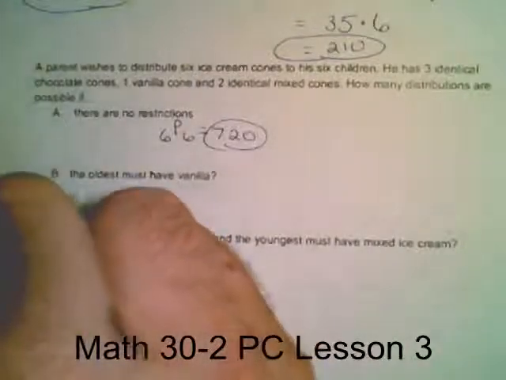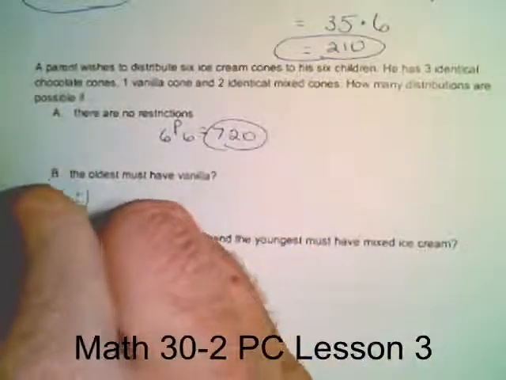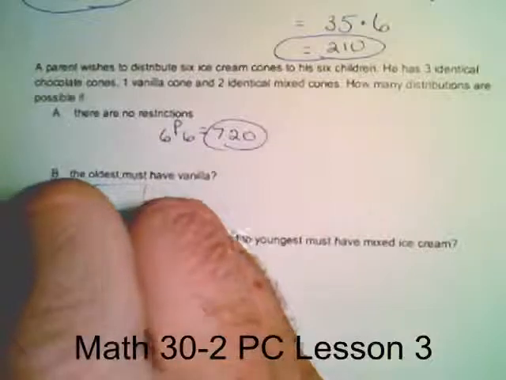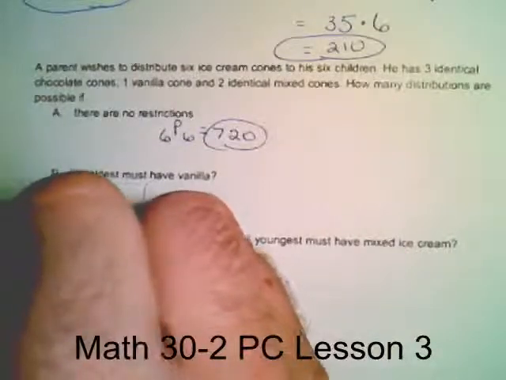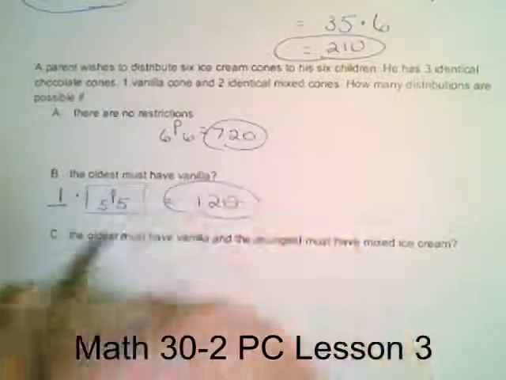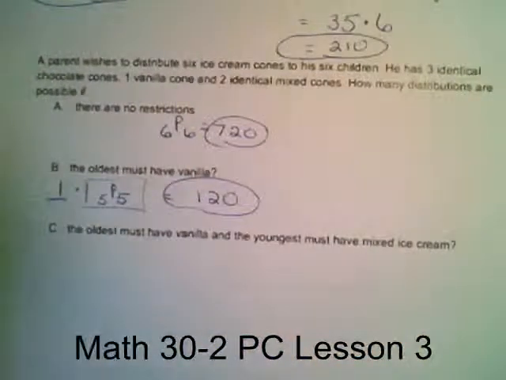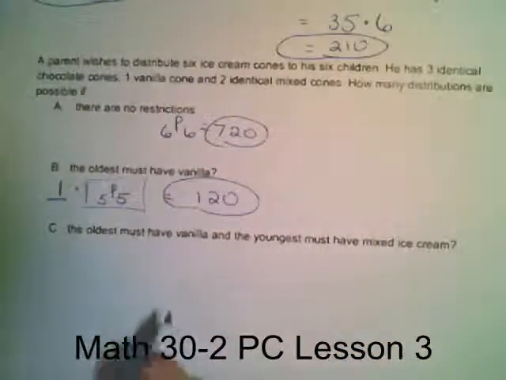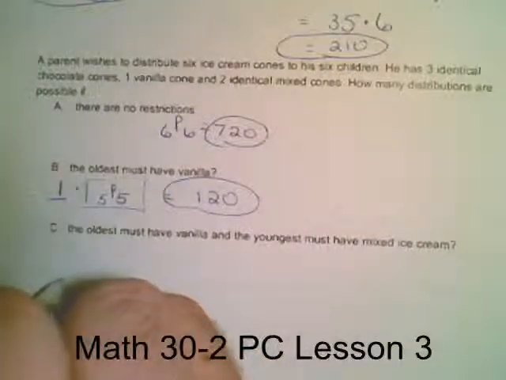Continuing on, we've talked about these sorts of things. A parent wishes to distribute 6 ice cream cones to his 6 children. He has 3 chocolate, 1 vanilla, and 2 identical mixed. If there are no restrictions, well, 6 pick 6, or 6 factorial. That's just like we've been doing. So that is, I believe, 720.